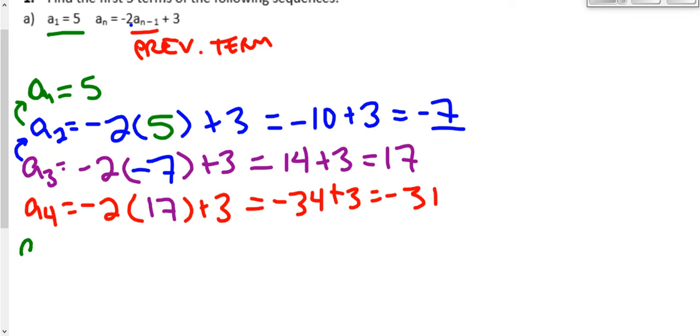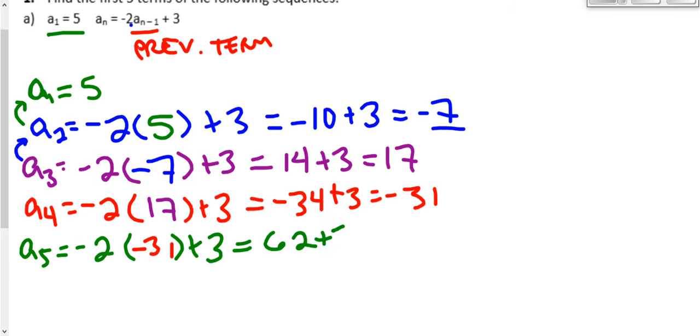And last but not least, to find the fifth term, we're going to go ahead and do negative 2 times the previous term plus 3, where the previous term was negative 31. So if we multiply that by negative 2, we get positive 62 plus 3. Our last term is 65, and we found the first 5 terms. That is a recursive formula where we see that previous term. We only have to do this process of plugging in the term that came before when we see a sub n minus 1 in an equation.